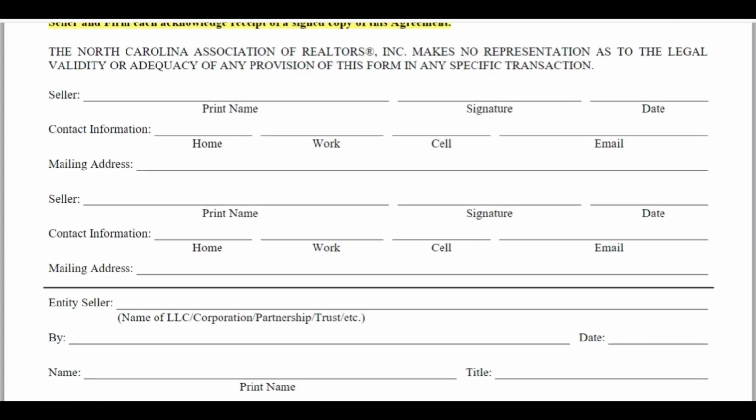So we got signatures here. Let's see what this says before the signature. The North Carolina Association of Realtors makes no representation as to the legal validity or adequacy of any provision of this form in any specific transaction. So the North Carolina Association of Realtors doesn't make any representation. They can't give you any legal advice on these contracts and agreements. You have to consult an attorney.